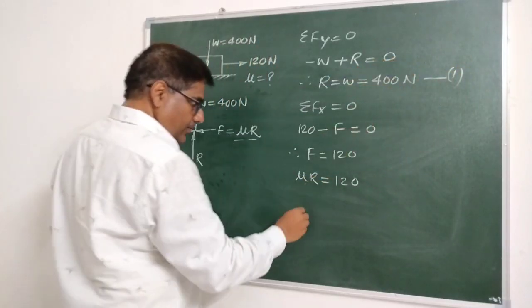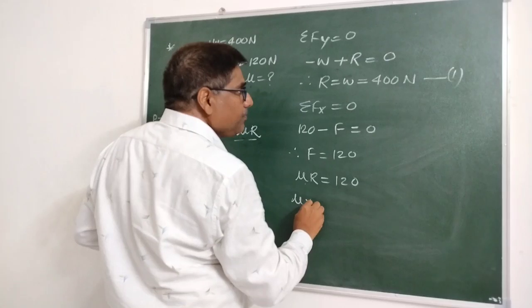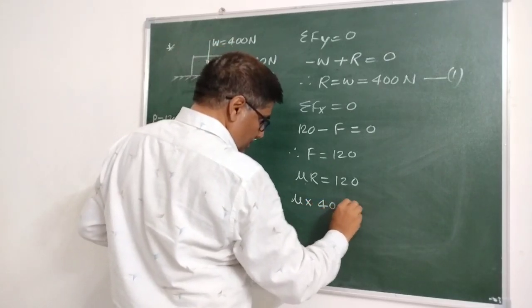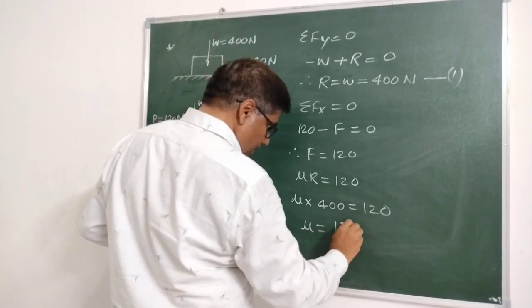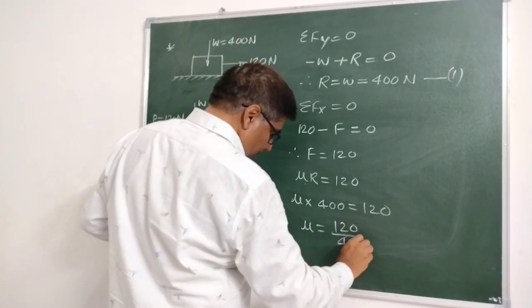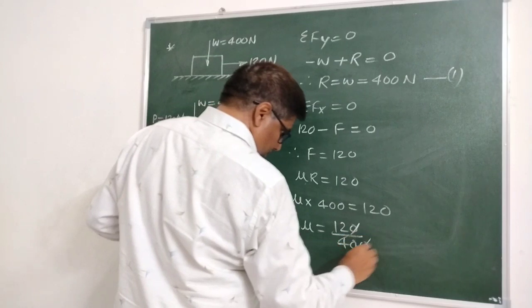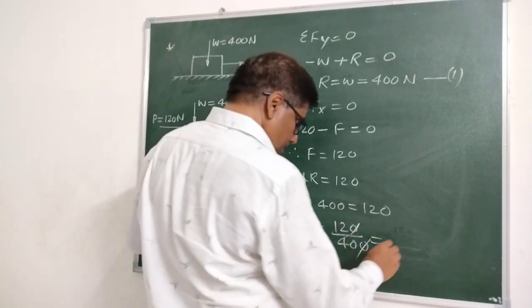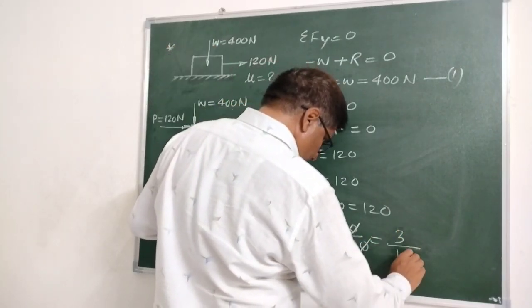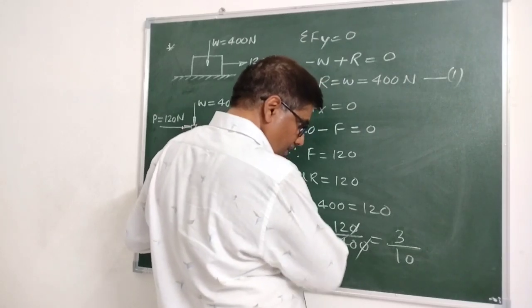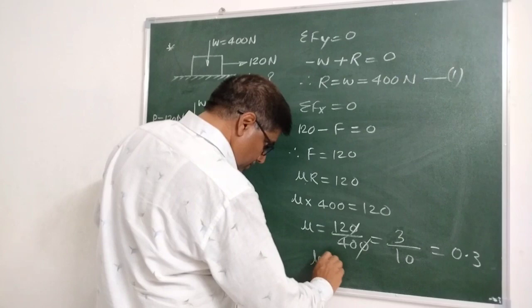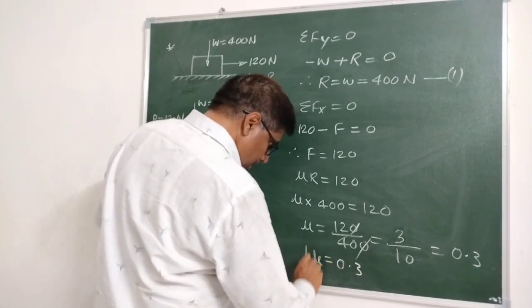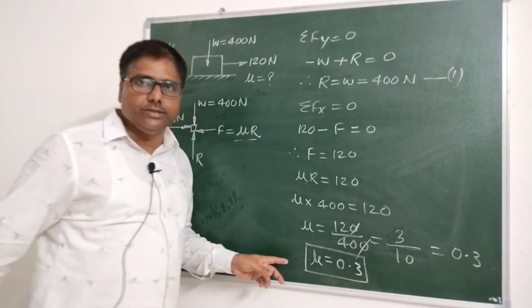From 1, what is R? Mu into 400 is equal to 120. Therefore mu is equal to 120 upon 400. What we get? 4 3s are 12, 4 10s are 40, is equal to 0.3. The value of coefficient of friction is 0.3.